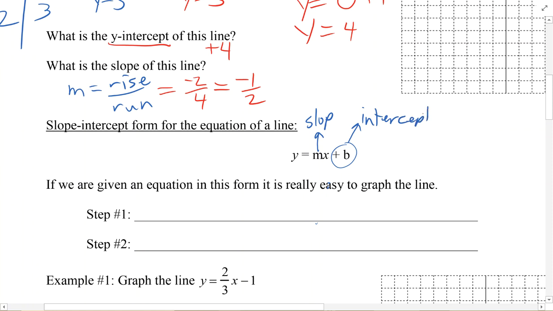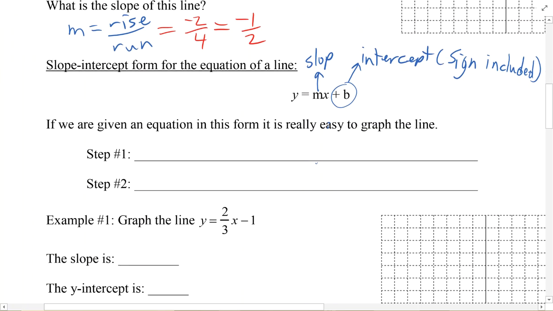And I'm kind of making a big point on this. You're going to ask, well, what? Of course it includes a sign. Okay, but in our next equation, it doesn't. Okay, so the sign is included in our intercept value. So if it's +4, it's +4. If it's -3, it's -3. That's our intercept. Okay, so if we're given an equation in this form, it's easy to graph the line.